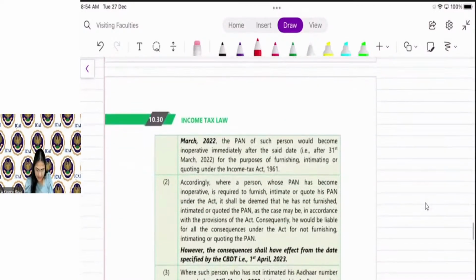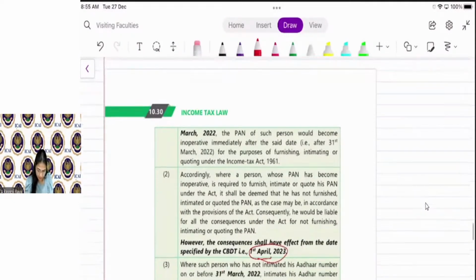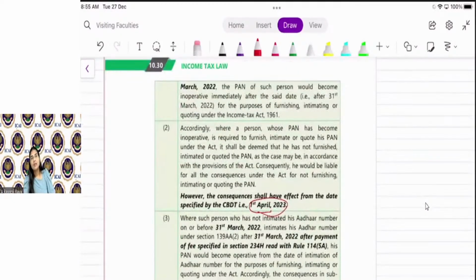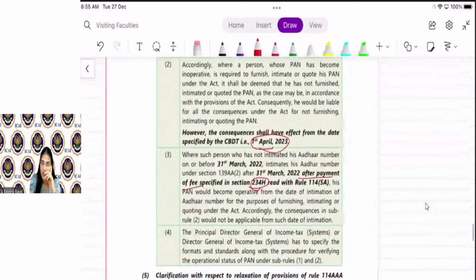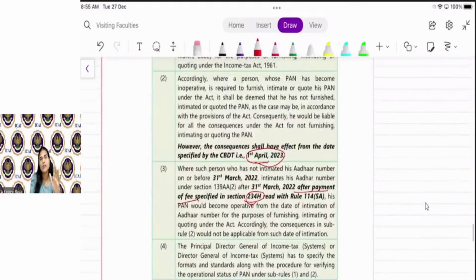But CBDT extended the date for linking Aadhaar with PAN. Now it is mandatory to link your Aadhaar with your PAN up to 1st April 23. But after 31st March, if you are linking your Aadhaar with your PAN, you have to pay additional fees under section 234H. Up to 31st March 22, it is free.